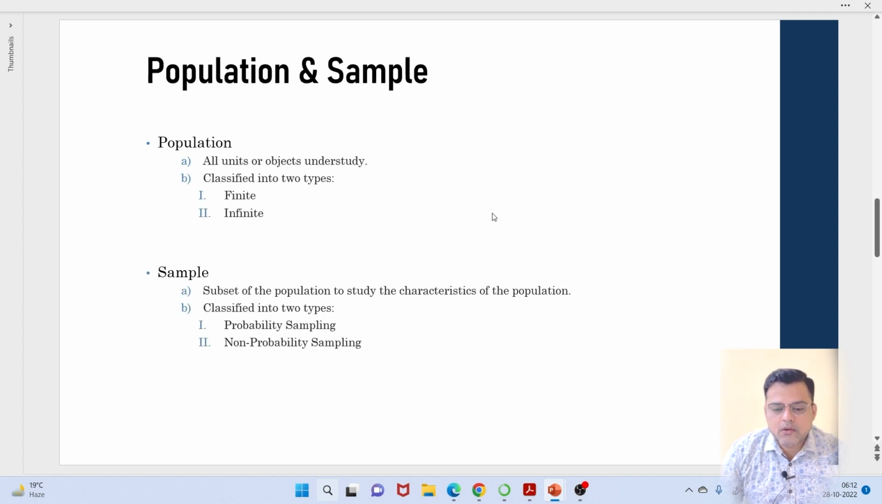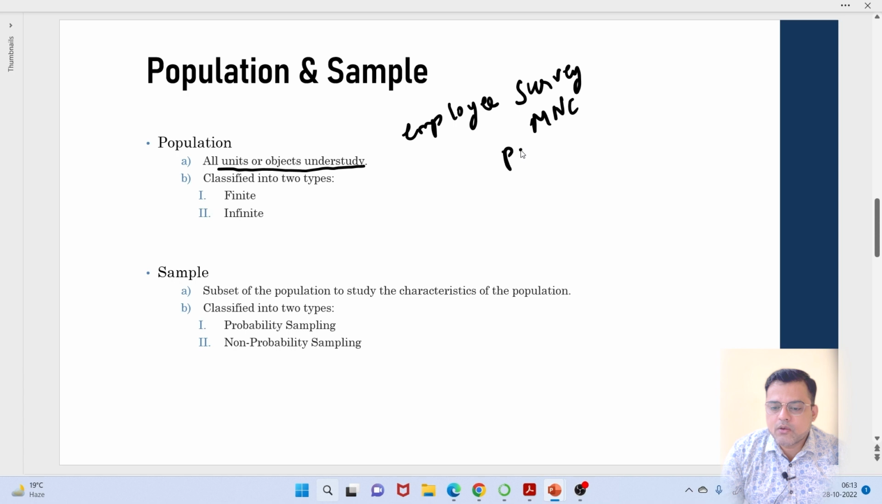The next topic which we are going to talk about, which is very important and forms the base of whole statistics, is population and sample. So what is population? Population refers to all units or objects within the purview of an experiment. If you are doing an employee survey of an MNC, then all the offices of the MNC and all the employees are your population.